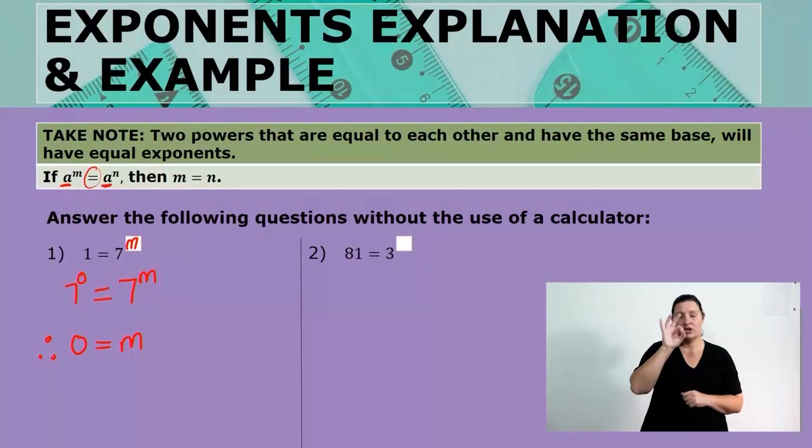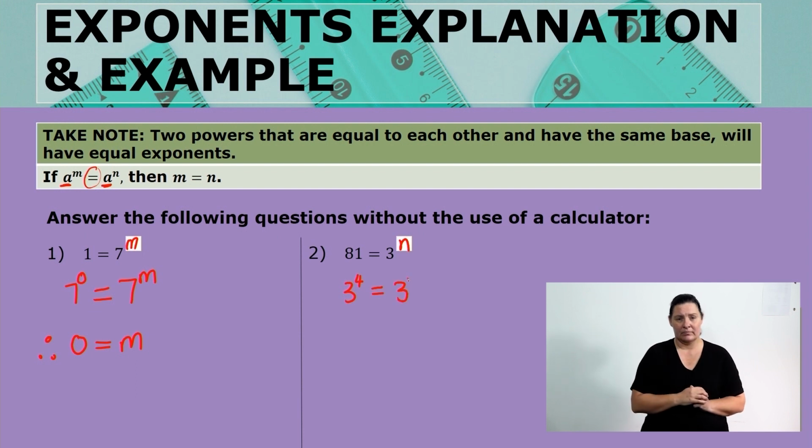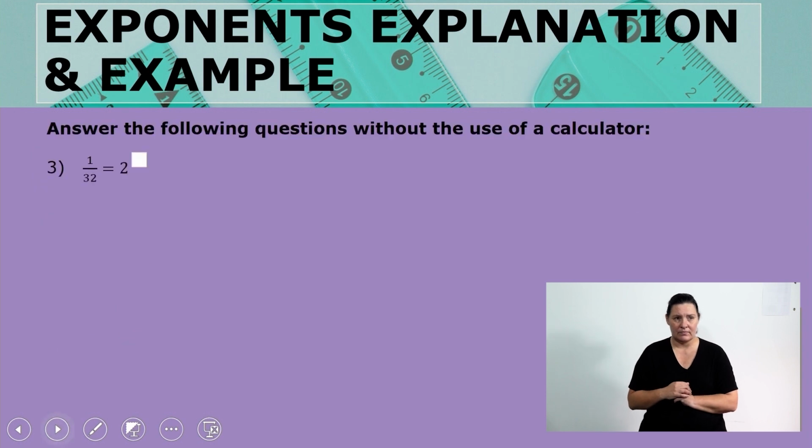Let's look at more examples. We have 81 is equal to 3 to the power of something. Again, we can use any letter to represent what we do not have. So 81 we know is 3 to the exponent 4. They have the same base. What does this mean? It means that n is equal to 4. Let's look at a last example in this matter.